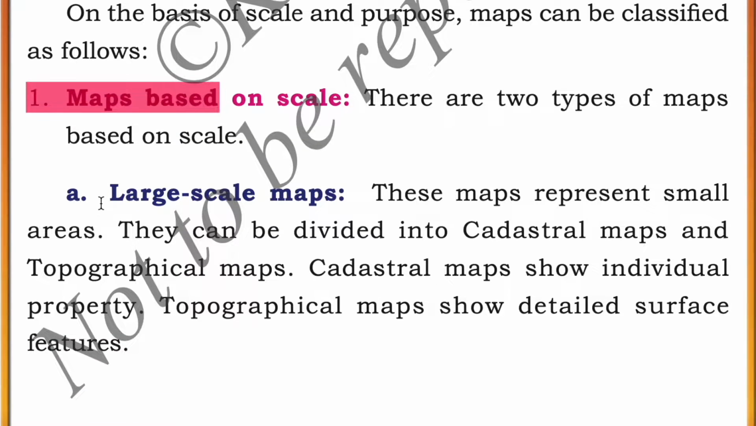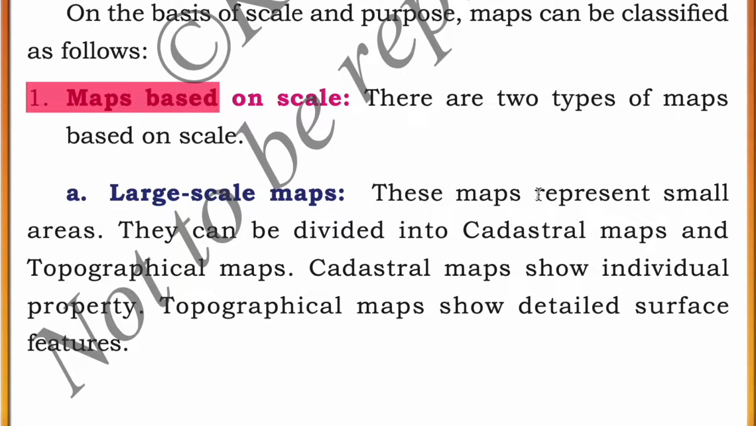So, the first one is large scale maps. These maps represent small areas. So, it's actually the opposite of the term that has been given. Large scale maps are those maps that are used to represent smaller areas. The reason why they are called large scale is because the scale that is associated for each unit in the map corresponds to a small area in the actual land that the map is representing. You will understand this more once we learn more about large scale maps.